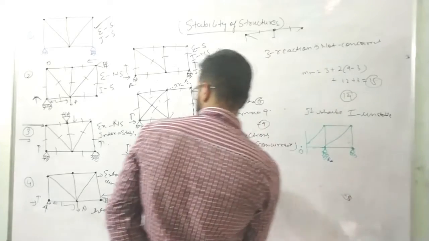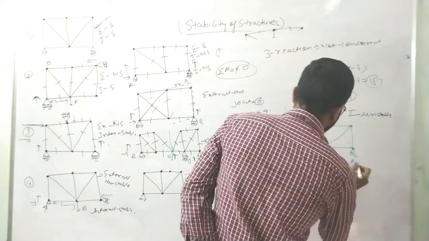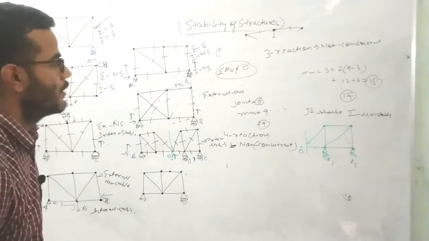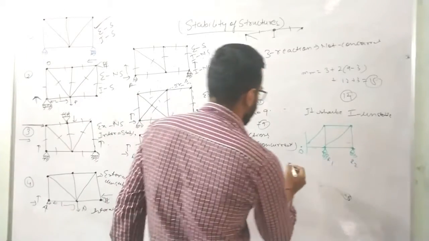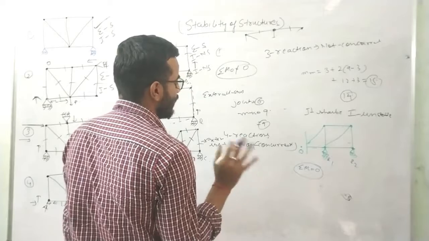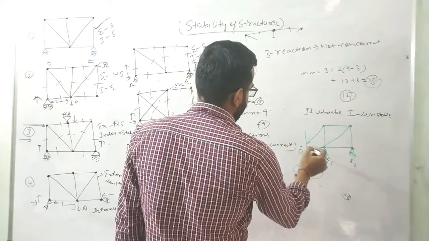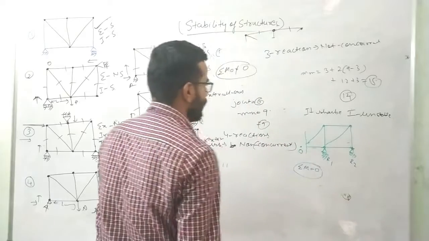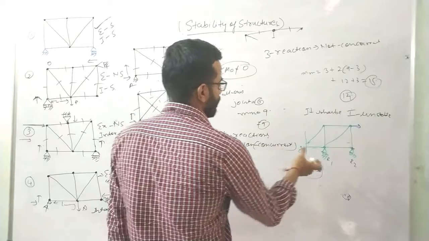Suppose this is A, this is R1 and this is R2. If I calculate the moment about point O, the summation of moments should equal 0. Due to R1 some moment will be there, and due to R2 some moment will be there. If I apply a load over here, that moment will be balanced by these reactions.